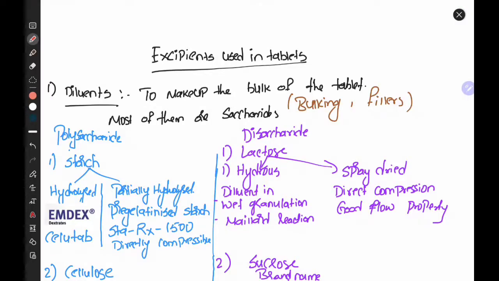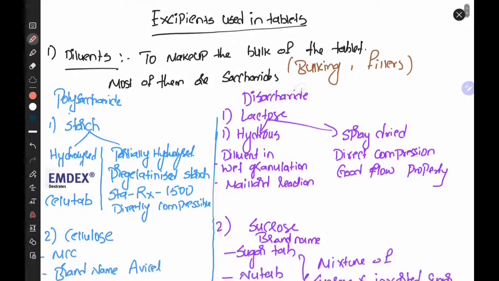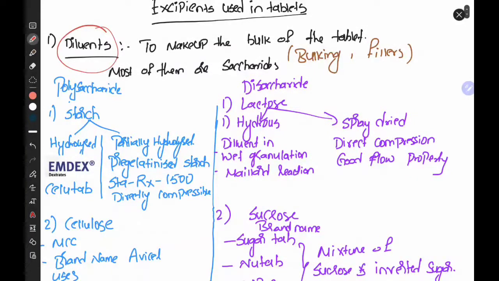Hi, today we are going to learn about excipients used in tablets. Let's see what the different excipients used in tablet formulation are. The first one is diluents. We can call diluents bulking agents and fillers also.